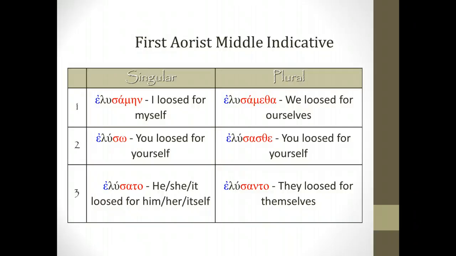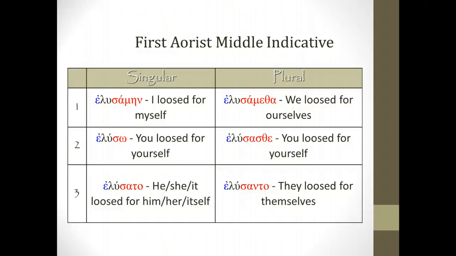Elusamēn, I loosed for myself. Elusō, you loosed for yourself. Elusato, he, she, or it loosed for him, her, or itself. In the plural, elusametha, we loosed for ourselves. Elusasthe, you loosed for yourselves. And elusanto, they loosed for themselves.